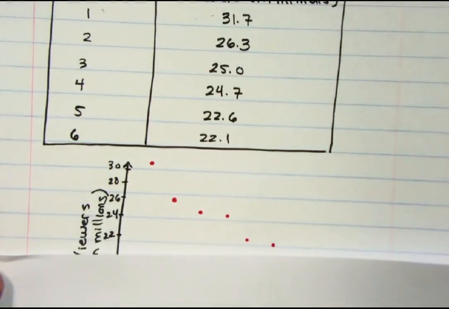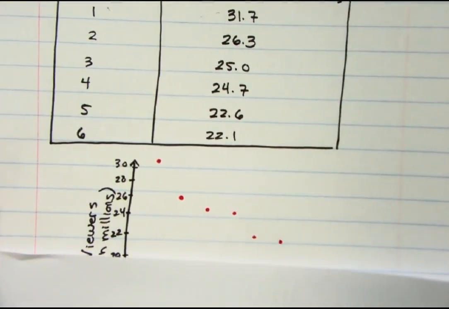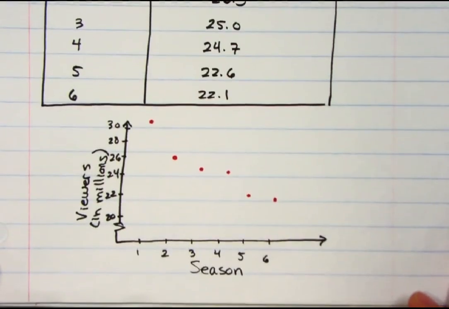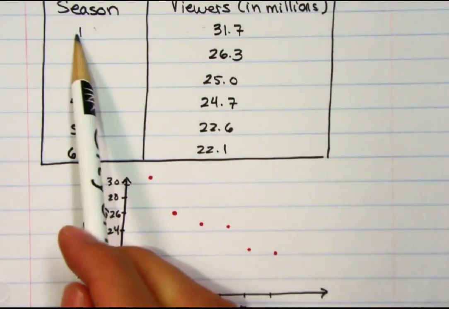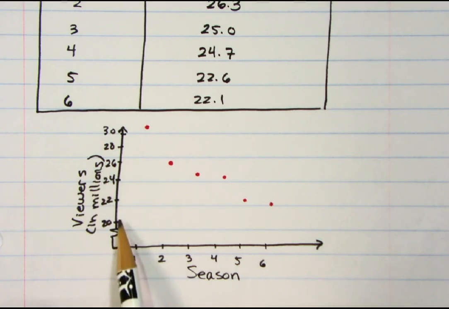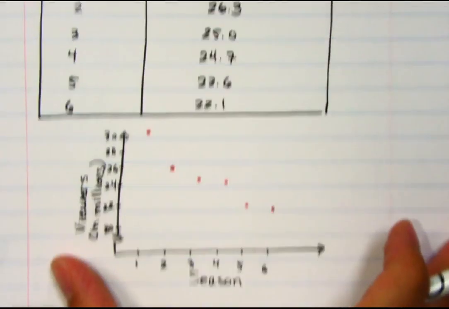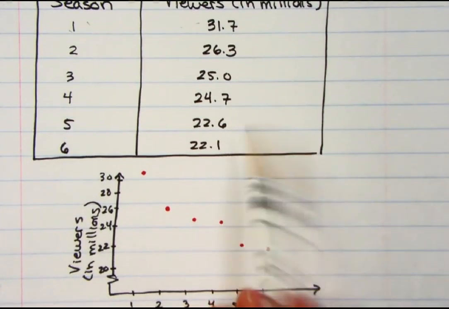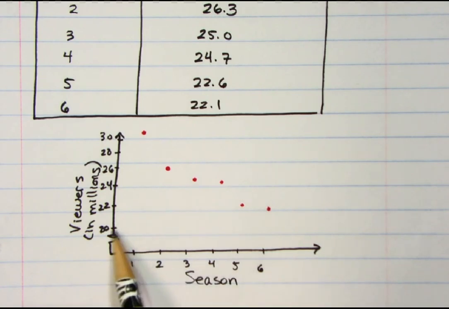Okay, so my graph below, let me just scoot this up. What I did here is I went in and graphed each of these points. You can see that season 1 is 31.7. So I start off with my seasons on the bottom, 1 through 6. On my y-axis was the viewers in millions. And notice I have this little break in the graph. It tells you that there are more numbers that go beyond, but I'm going to start way up here because all of my numbers are at least bigger than 20. So that's why I started with the lowest number, 20.